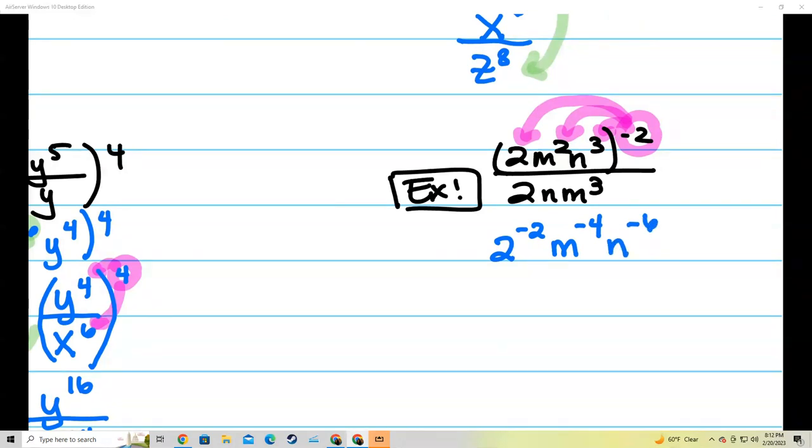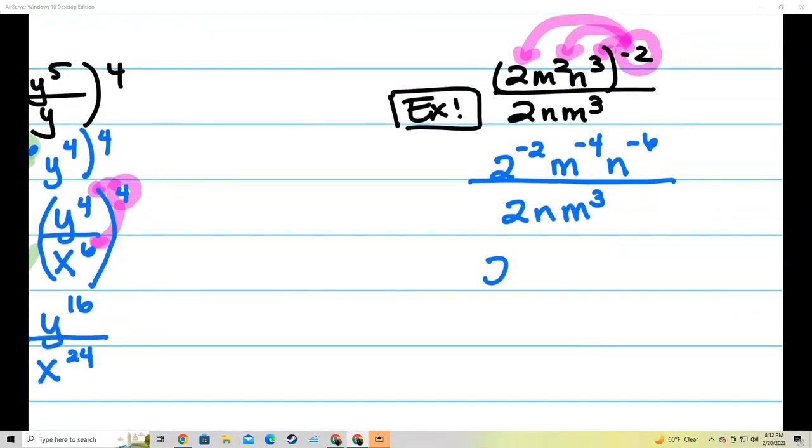Now when I did that, I don't have the parentheses anymore, and I can go ahead and just tackle these. 2n, oops, that's an n, m cubed. Remember, we're going to join up like terms. This has an exponent of 1, this has an exponent of 1, and that has an exponent of 3. So when I subtract these two, this is going to be negative 2 minus 1. 2 to the negative 2 minus 1.